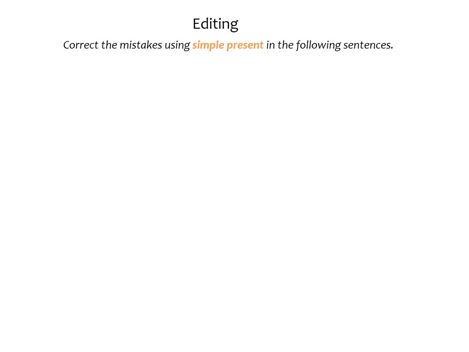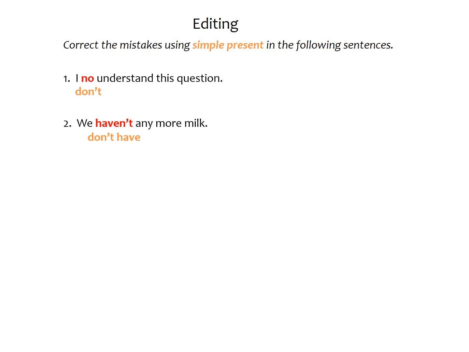Now that we have a basic understanding of how to use the simple present, let's check our knowledge with some editing. We want to correct the mistakes using the simple present in the following sentences. So number 1, I understand this question. Well, the correct way to say this is I don't understand this question. Number 2, we haven't any more milk. Again, the correct way to say this is we don't have any more milk.